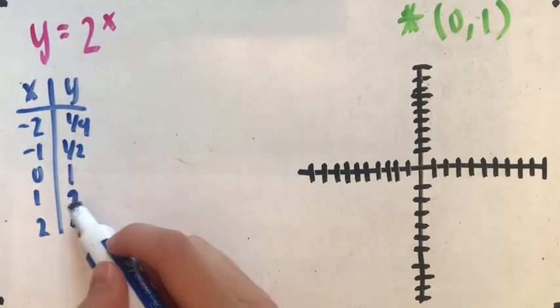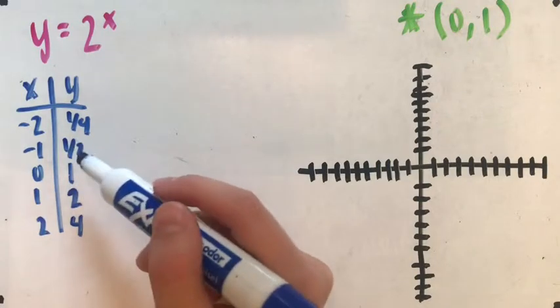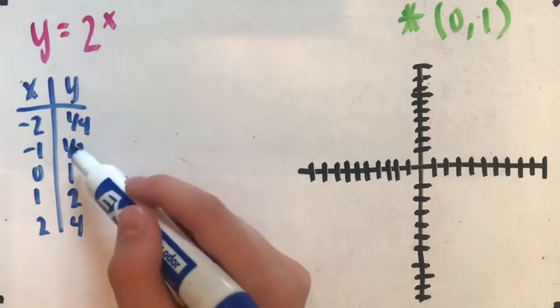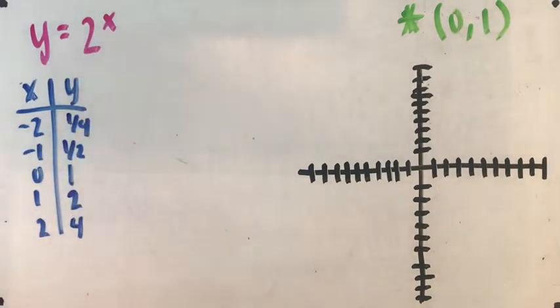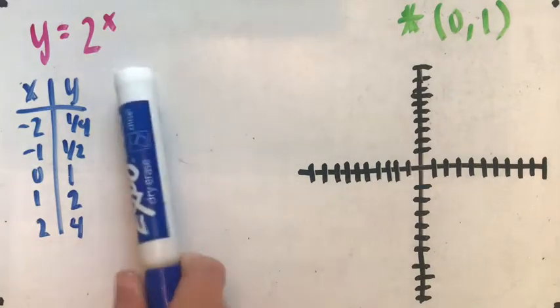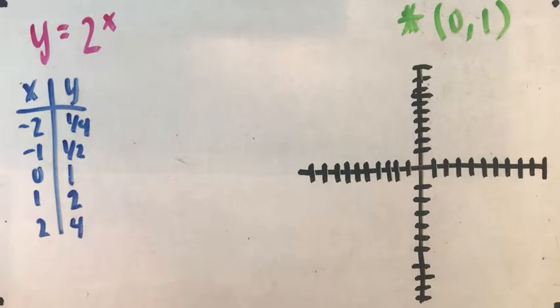So you just go backwards, or well, you multiply by a half and then another half. So you multiply by the inverse. So then, now that we have those points and there are no other transformations to add to the table, we can start graphing it on the graph.